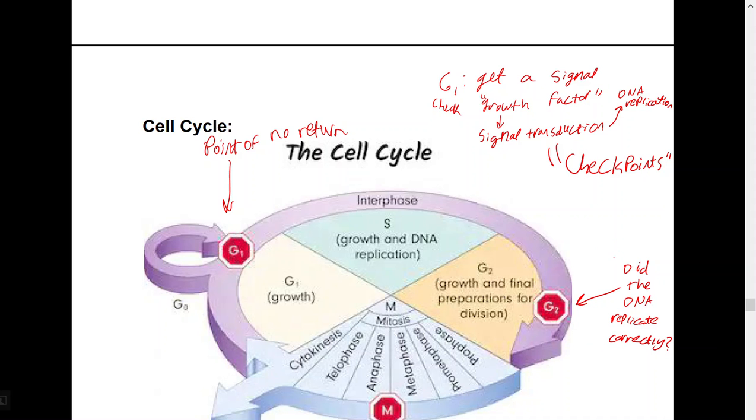It's not dependent on signals from outside of the cell. It just literally asks itself, did the DNA replicate correctly? And if it did, it gets past the checkpoint, right? This is the checkpoint that is subject to regulation from outside of the cell.